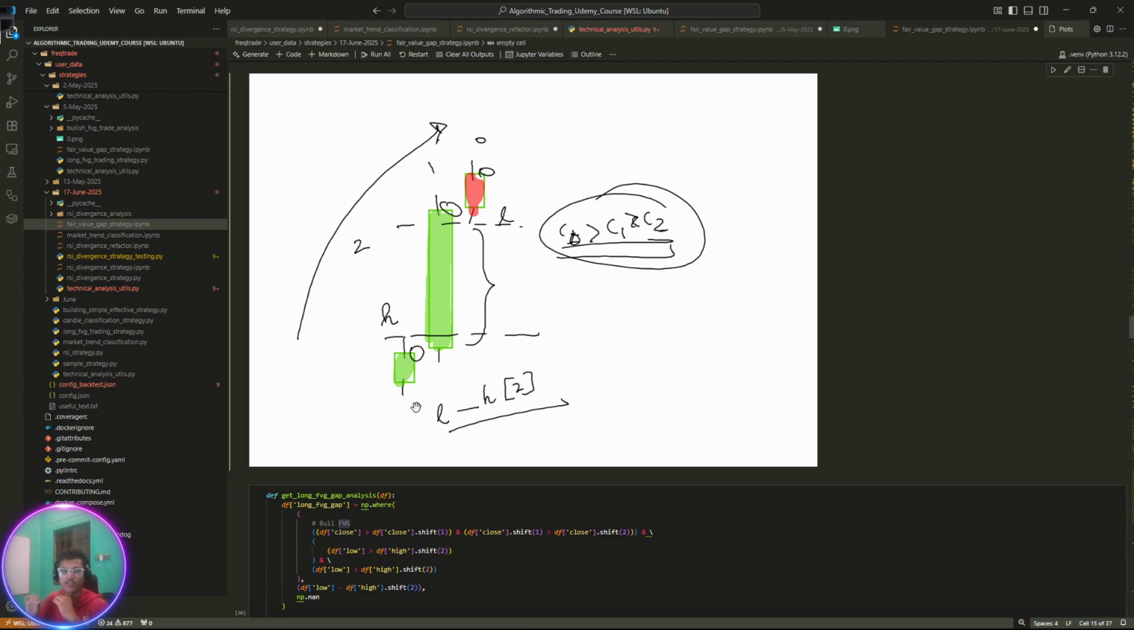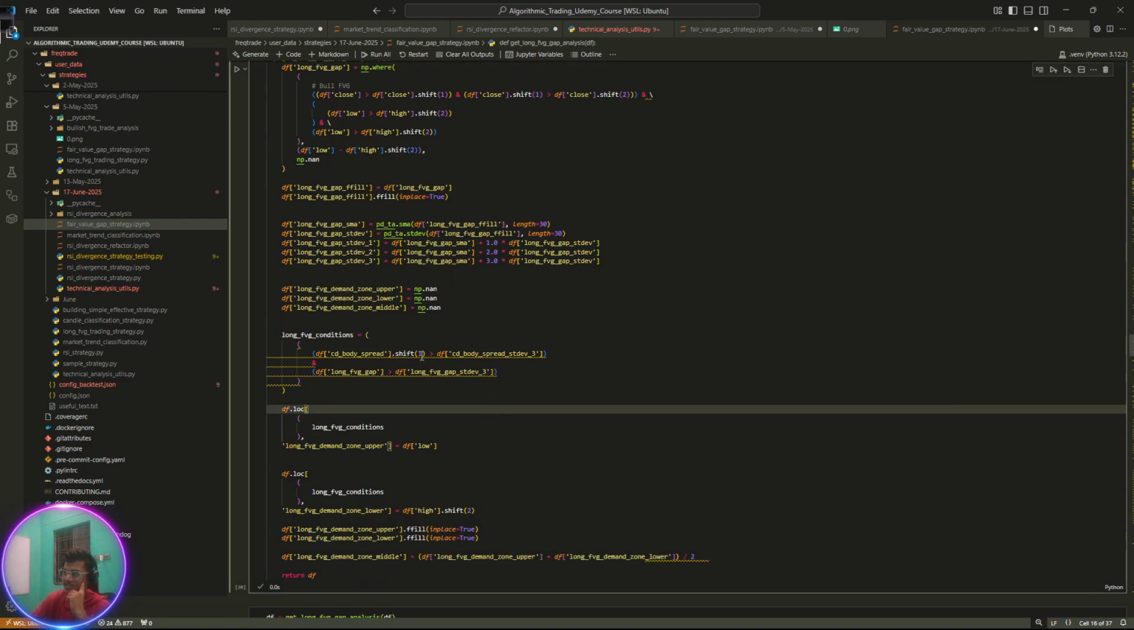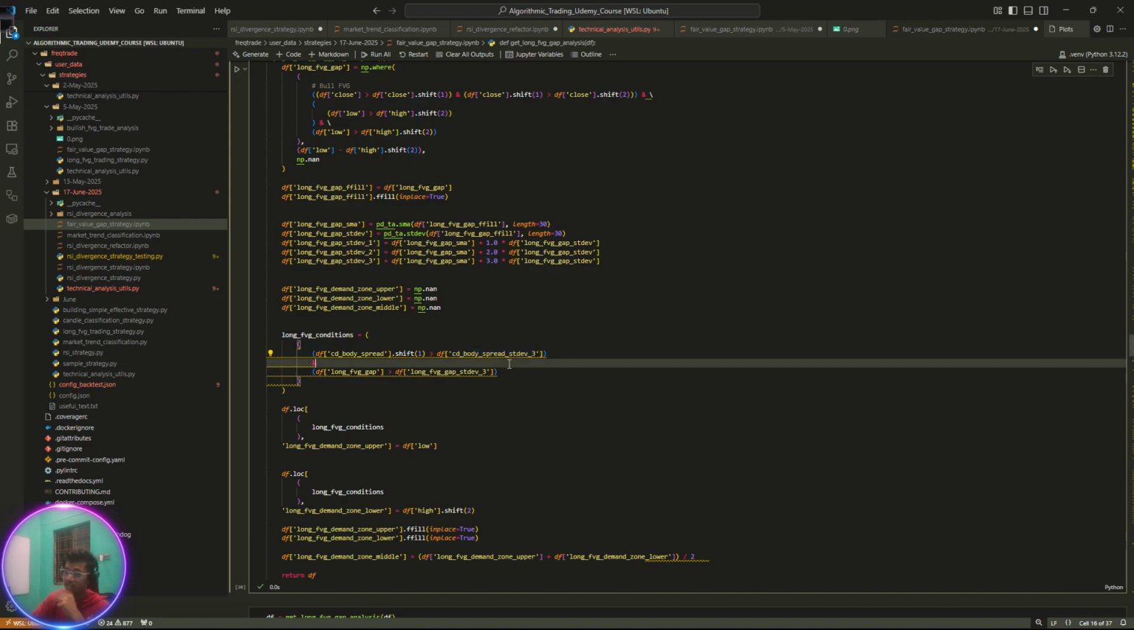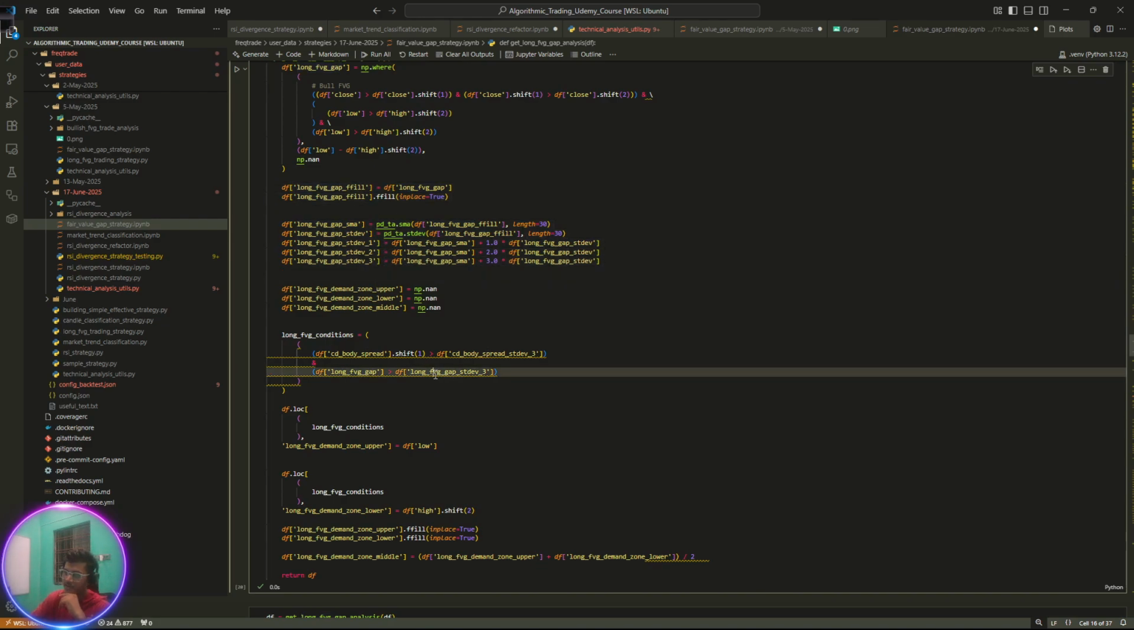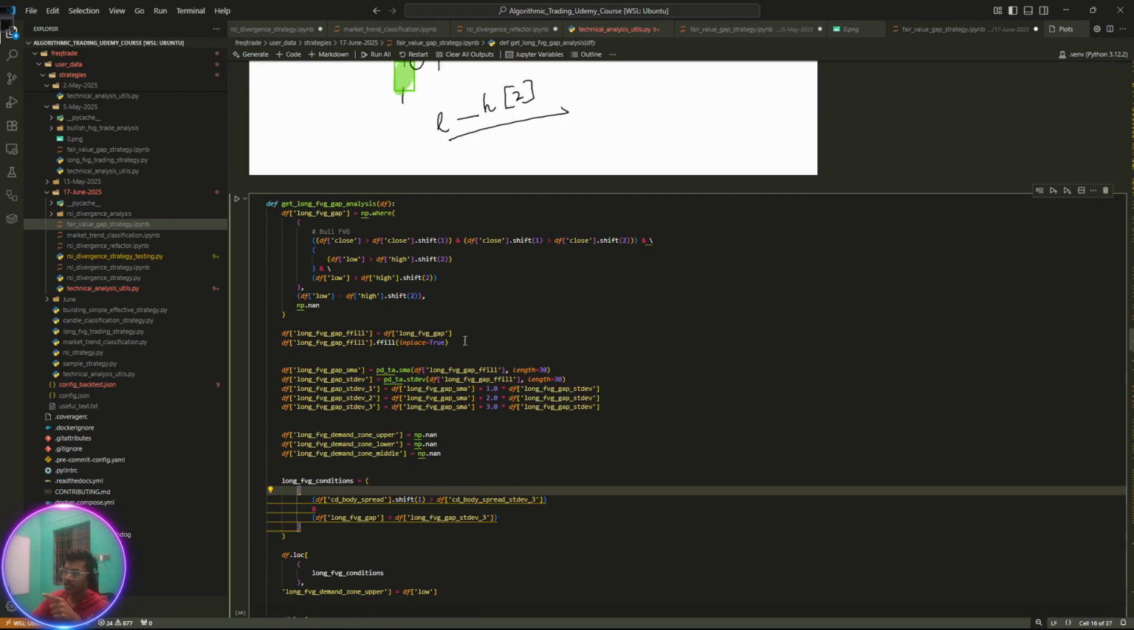But this goes much more fundamental, where we classify each candle. For instance, check this out. For the long FVG condition, my previous candle body spread should be greater than the third standard deviation of that spread, and the long FVG gap that I'm getting from here should also be greater than the standard deviation of 3. That's what we are getting here.